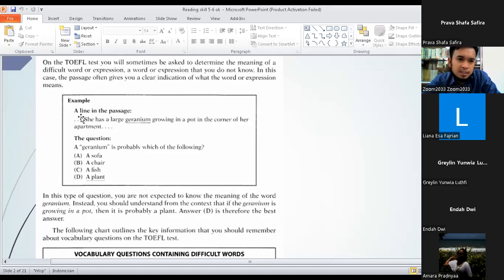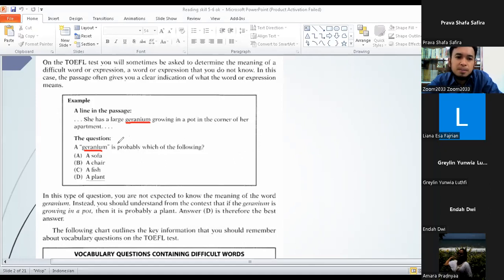For instance, there must be questions like this in the reading section. A line in the passage is like this: "She has a large geranium growing in the pot in the corner of her apartment." The question is, a geranium is probably which of the following? The options are: sofa, chair, fish, or a plant. According to this, we must pay attention to the line with the word geranium.